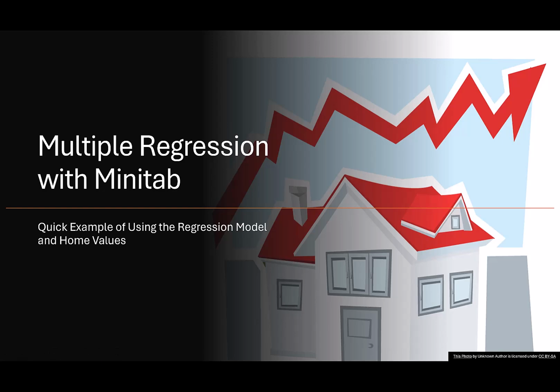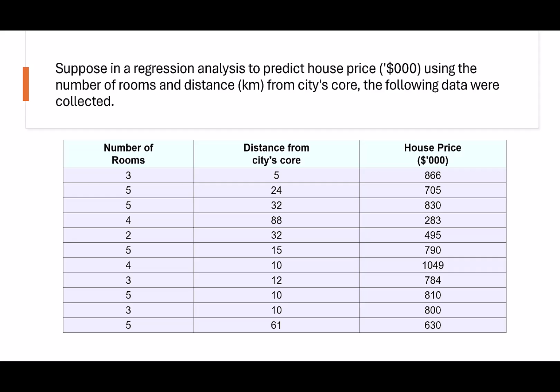Hi everybody, today we're looking at multiple regression with Minitab. In this example, I'm looking at the regression model with home values. Suppose in a regression analysis, we want to predict home prices in thousands of dollars. We're going to use the number of rooms and the distance in kilometers from the city's core. Here's the data that was collected.